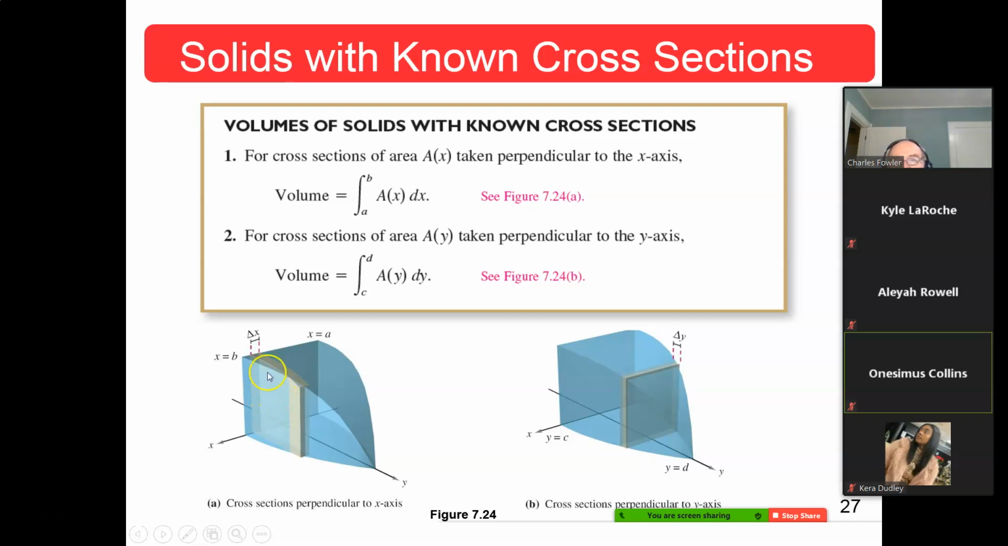If it's A of y, taken perpendicular to the y-axis, then you go from c to d, and you take your known area times your thickness dy. So basically you're summing up the areas of those known shapes from base to front, that known shape.